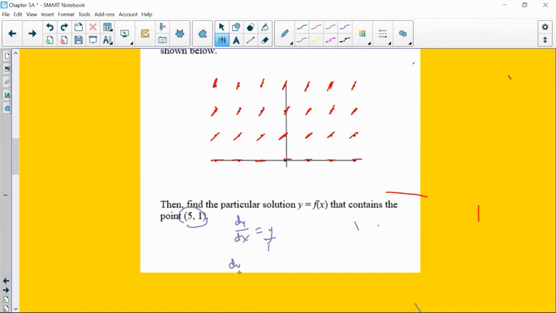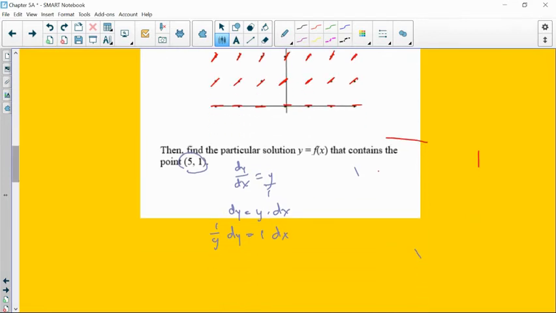So now dy is equal to y times dx, but then move the y under, so it's 1 over y dy is equal to, nothing's left over, just a 1 dx. Okay, so now when I solve this, I'm going to introduce the integral sign. So I'm going to integrate both sides.